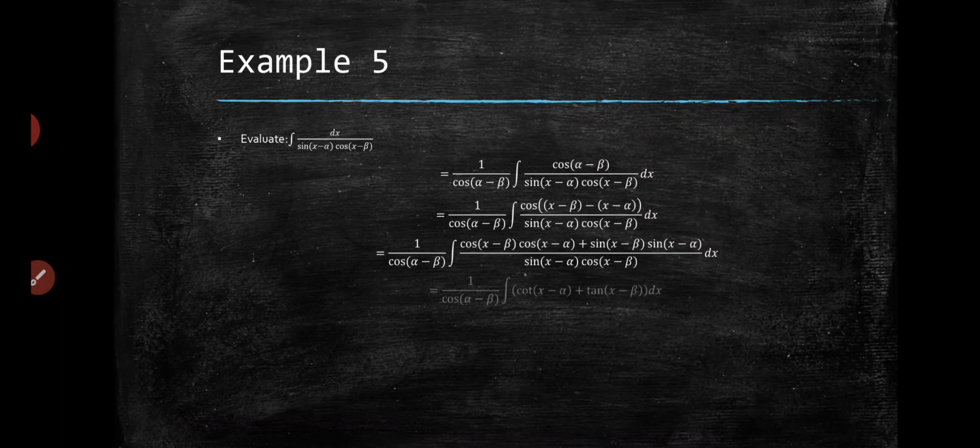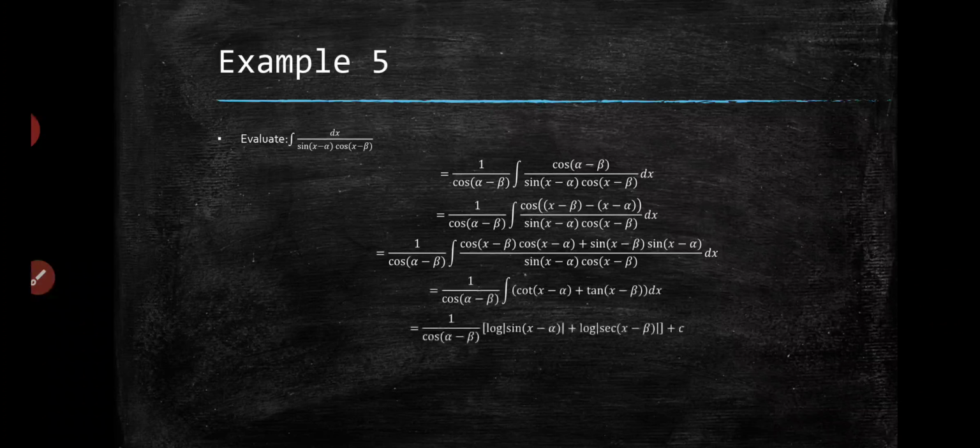So what we have? So cos of x minus alpha divided by sine of x minus alpha, that is cot of x minus alpha, and sine of x minus beta divided by cos of x minus beta, that is tan of x minus beta. Fine. So now the integration becomes simple, because cot integration we know, tan integration we know, so we will be just directly integrating it. So 1 by cos of alpha minus beta remains as it is, and cot of x minus alpha integration is log of mod of sine of x minus alpha, and tan of x minus beta integration is log of mod of sec of x minus beta.